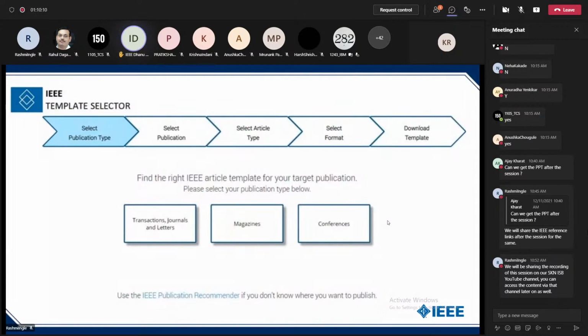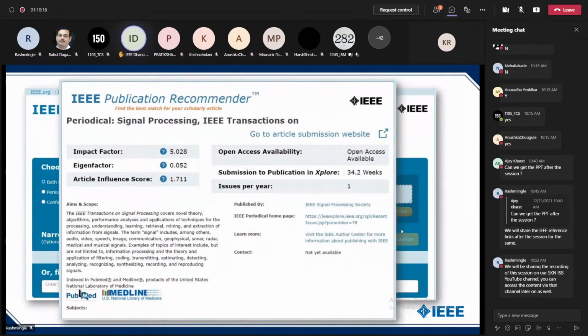Here is the template selector. Next, the publication recommender. You can just type big data, and the top 5 or top 10 journals which are talking about big data will be displayed, and you can choose an appropriate journal to submit your paper. So this is the publication recommender, which is part of the IEEE Author Center.